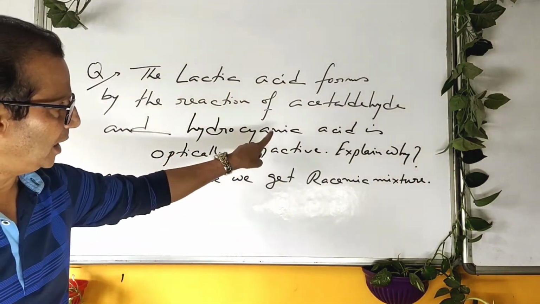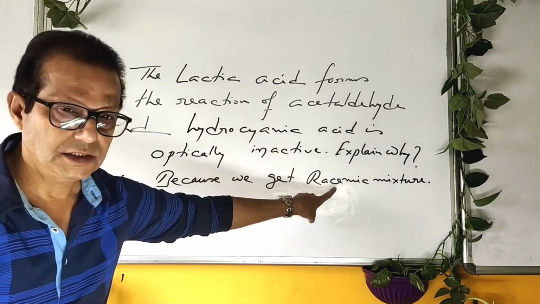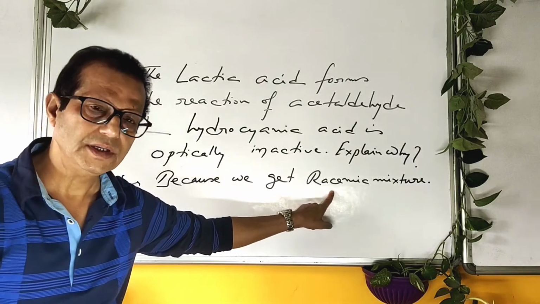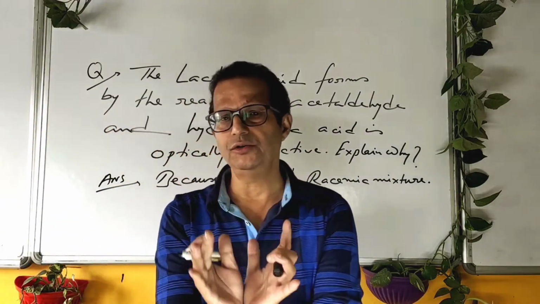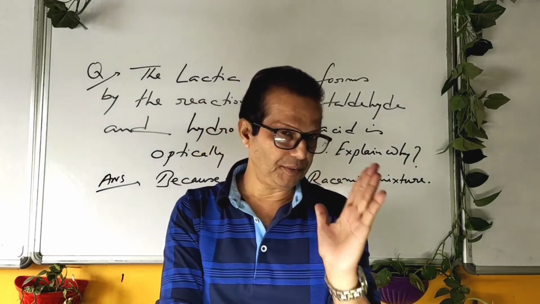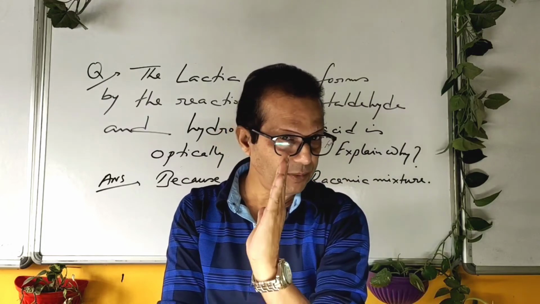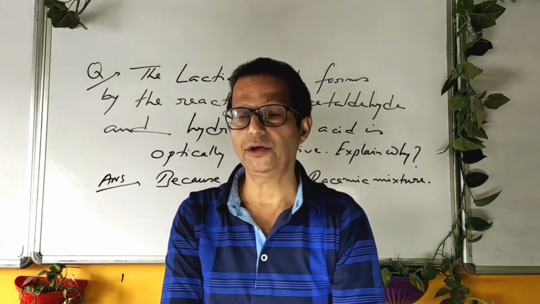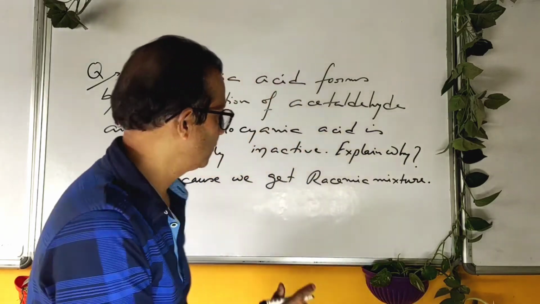Because the lactic acid which we get by this reaction is a racemic mixture. Do you know what a racemic mixture is? If any mixture or any solution contains 50% dextrorotatory compound and 50% levorotatory compound, then they are called a racemic mixture.